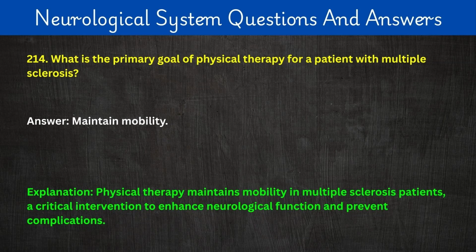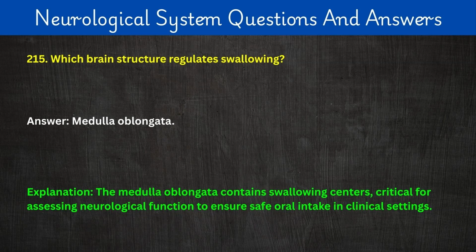214. What is the primary goal of physical therapy for a patient with multiple sclerosis? Answer: maintain mobility. Explanation: physical therapy maintains mobility in multiple sclerosis patients, a critical intervention to enhance neurological function and prevent complications.